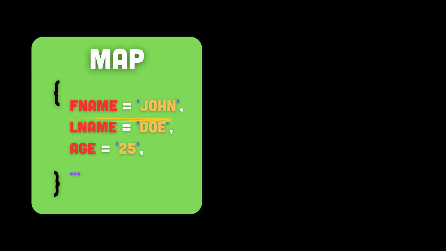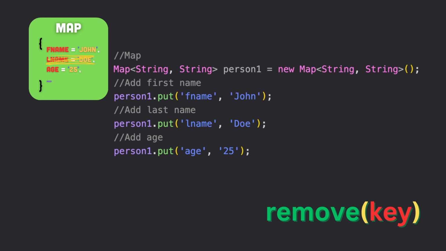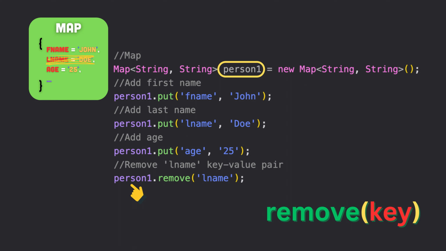Additionally, we can also remove a key value pair using the remove method of the map class by passing the key as the parameter. Let's pretend we would like to remove the last name key. To do so, we write the following in our code. Just use the remove method on a map collection and pass the key as the parameter.